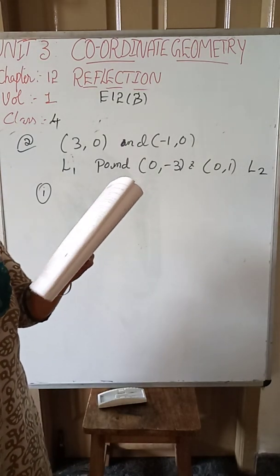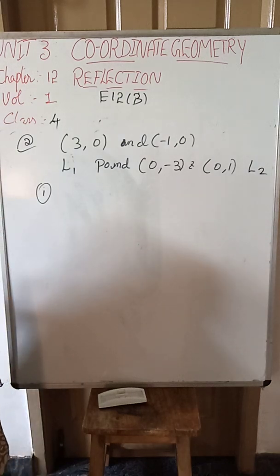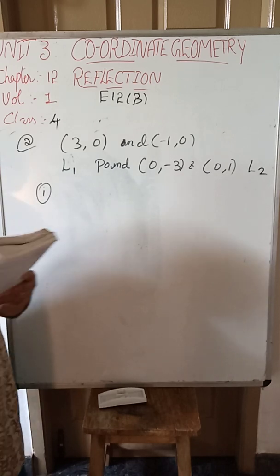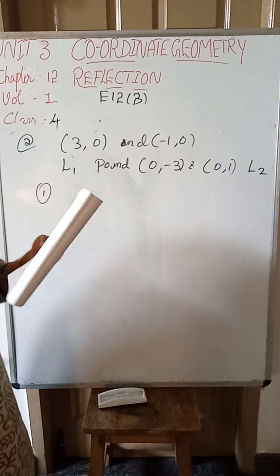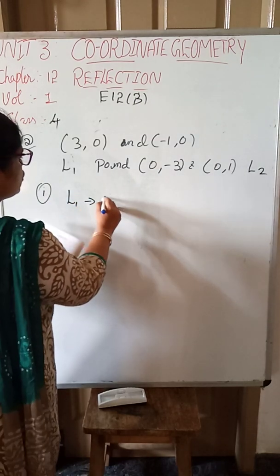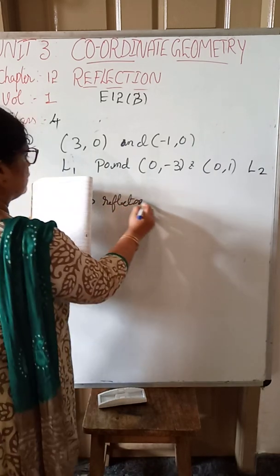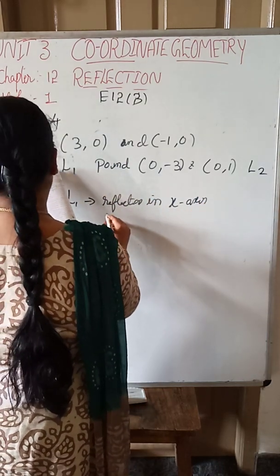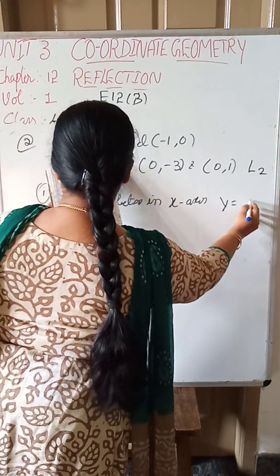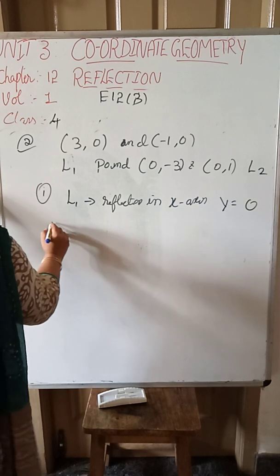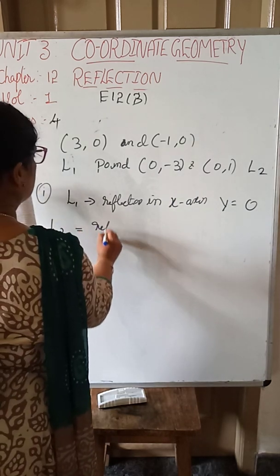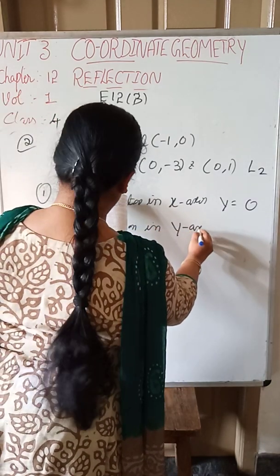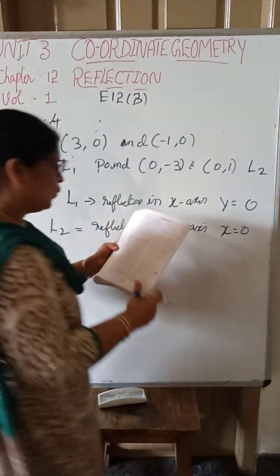So here, L1 is reflection in the x-axis, that is y = 0. L2 is reflection in the y-axis, x = 0.